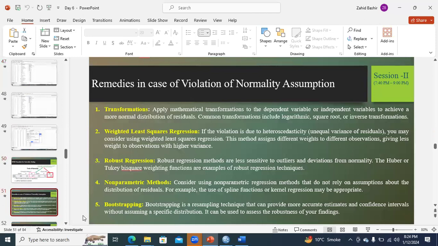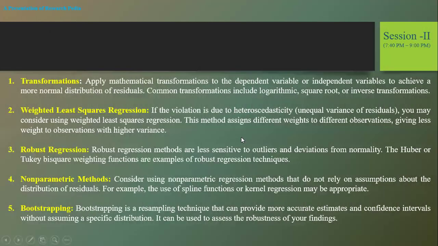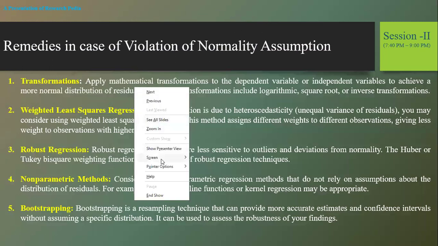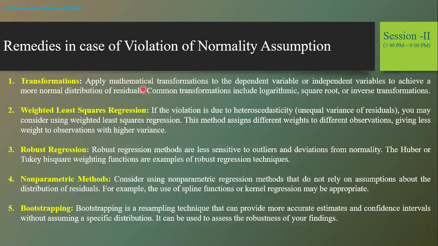The next is, what are the remedies in case of violation of the normality assumption? If the normality assumption is violated, what do we need to do? The first thing that we can do is the transformation of our data. We can apply a mathematical transformation to our dependent variable or our independent variable to achieve a more normal distribution of residual.